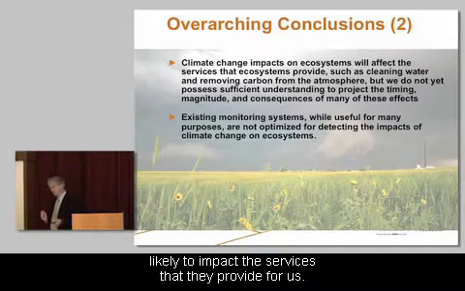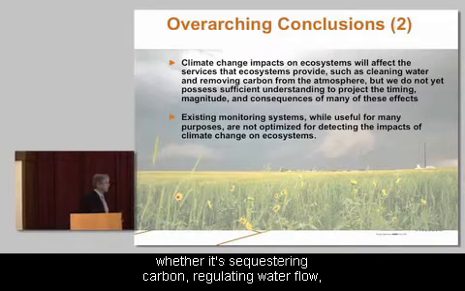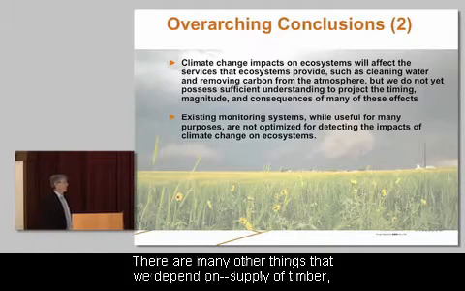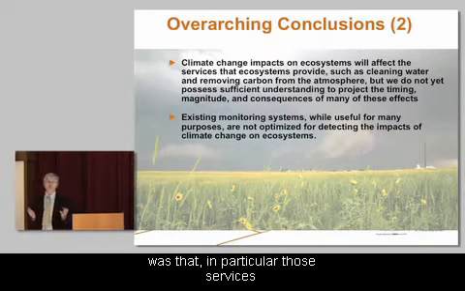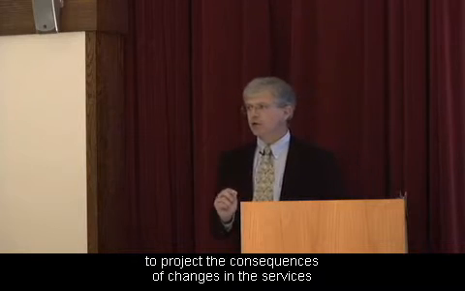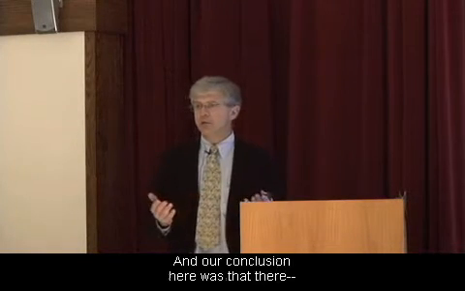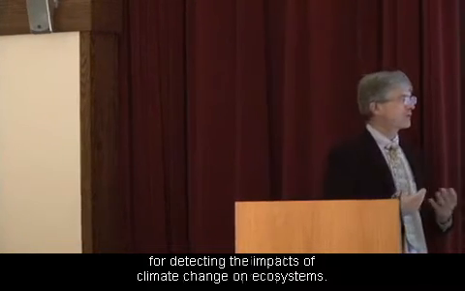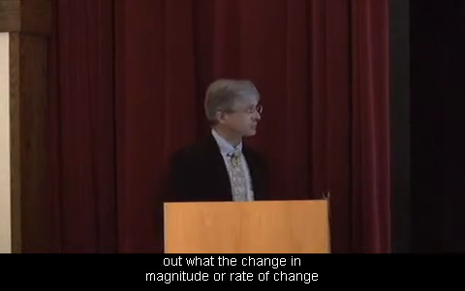Secondly, we were asked specifically to comment on the ability of the government to monitor climate change impacts, something we had not been asked to do previously. And our conclusion here was that there are many different monitoring systems, and they're useful for a whole wide range of purposes. There's substantially less overlap amongst them than you might think, but they're not optimized for detecting the impacts of climate change on ecosystems. They're all optimized for something else. And so a lot of our knowledge is, in a sense, serendipitous. We've been able to adapt these monitoring systems or research areas for other purposes to try to figure out what the change in magnitude or rate of change in impacts actually is.